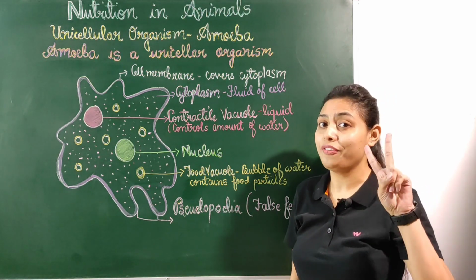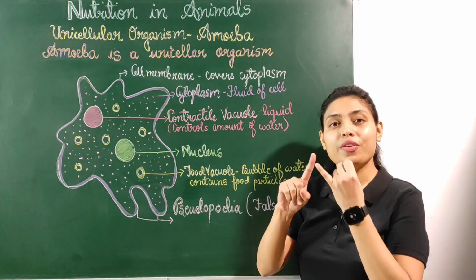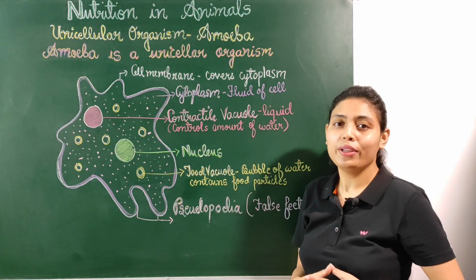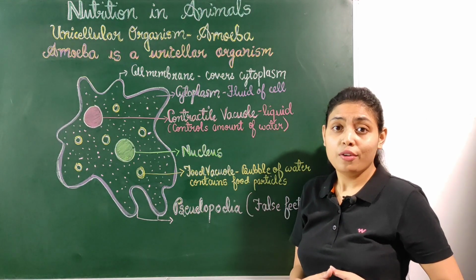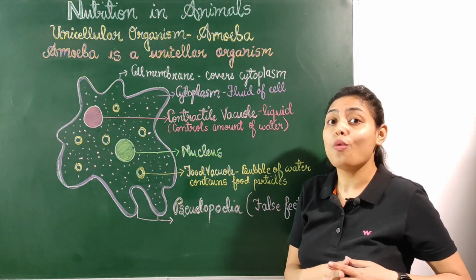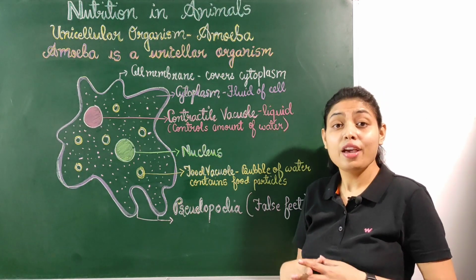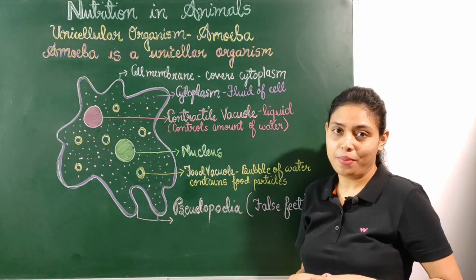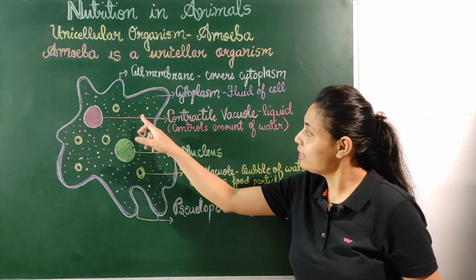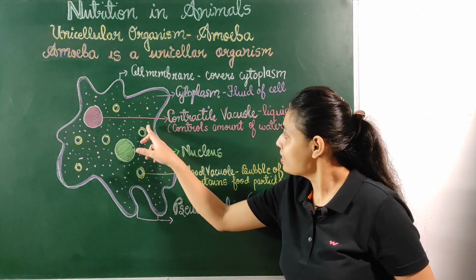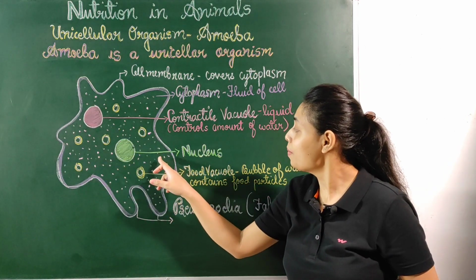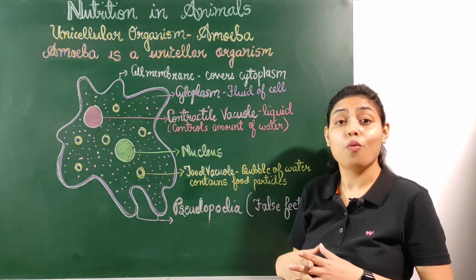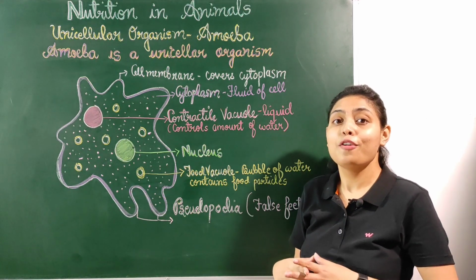Amoeba has two different types of vacuole: contractile vacuole and food vacuole. Contractile vacuole is like a bubble of liquid which controls the amount of water in amoeba. The second vacuole, can you see these tiny vacuoles? These tiny vacuoles floating in the cytoplasm are known as food vacuoles. Food vacuole is again a bubble of water and it contains food particles.